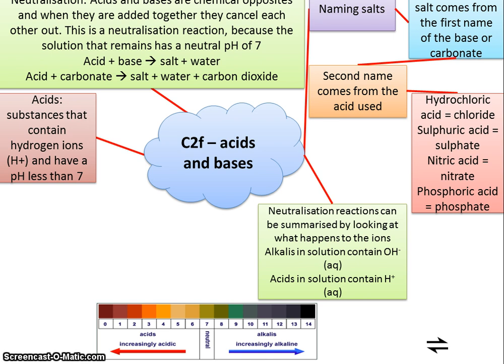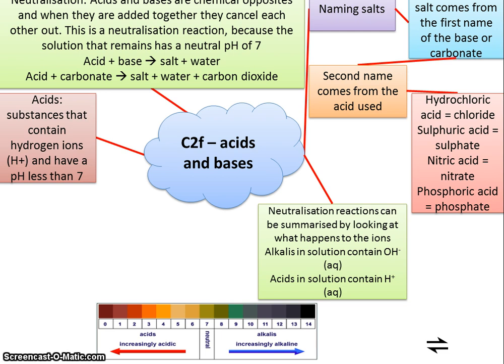If you had copper oxide and sulfuric acid, you would make copper sulfate and water. If you had copper oxide and nitric acid, you would make copper nitrate and water. And hopefully you've seen a pattern by now. If you added copper oxide to phosphoric acid, you would make copper phosphate plus water.